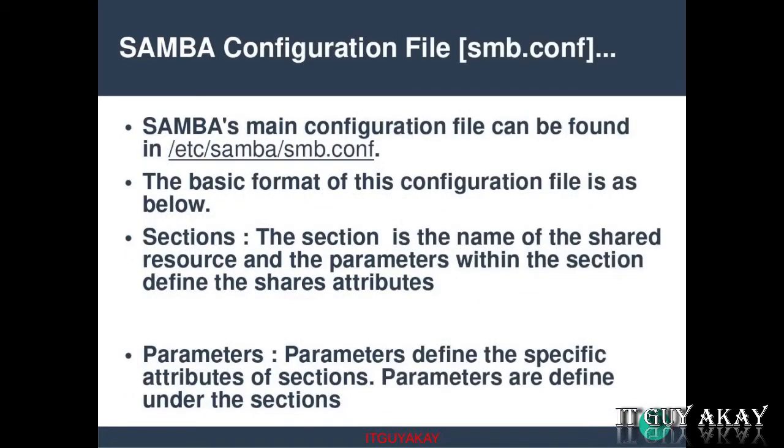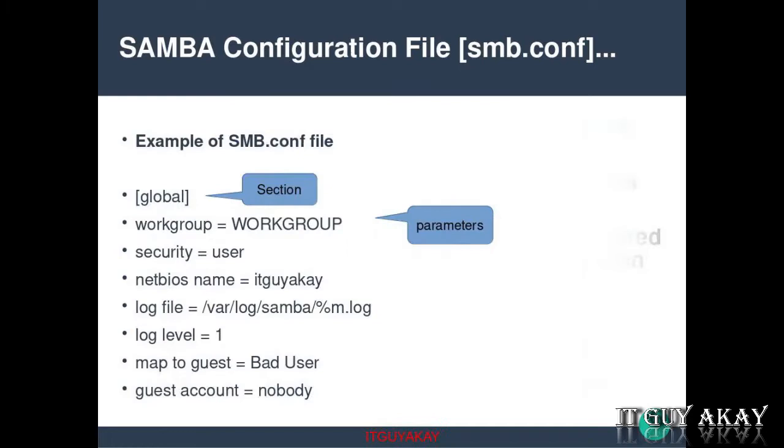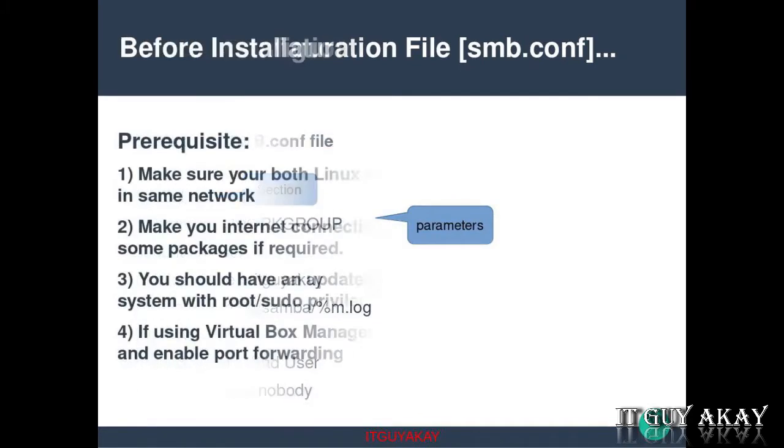Samba configuration file. Samba's main configuration file can be found in /etc/samba/smb.conf. In this file, you have to define the sections and parameters in order to configure Samba server for share services. The section is the name of the share resource, and the parameter within the section defines the share's attribute. Parameter defines the specific attribute of a section. Parameters are defined under the sections. Here is an example of smb.conf file.